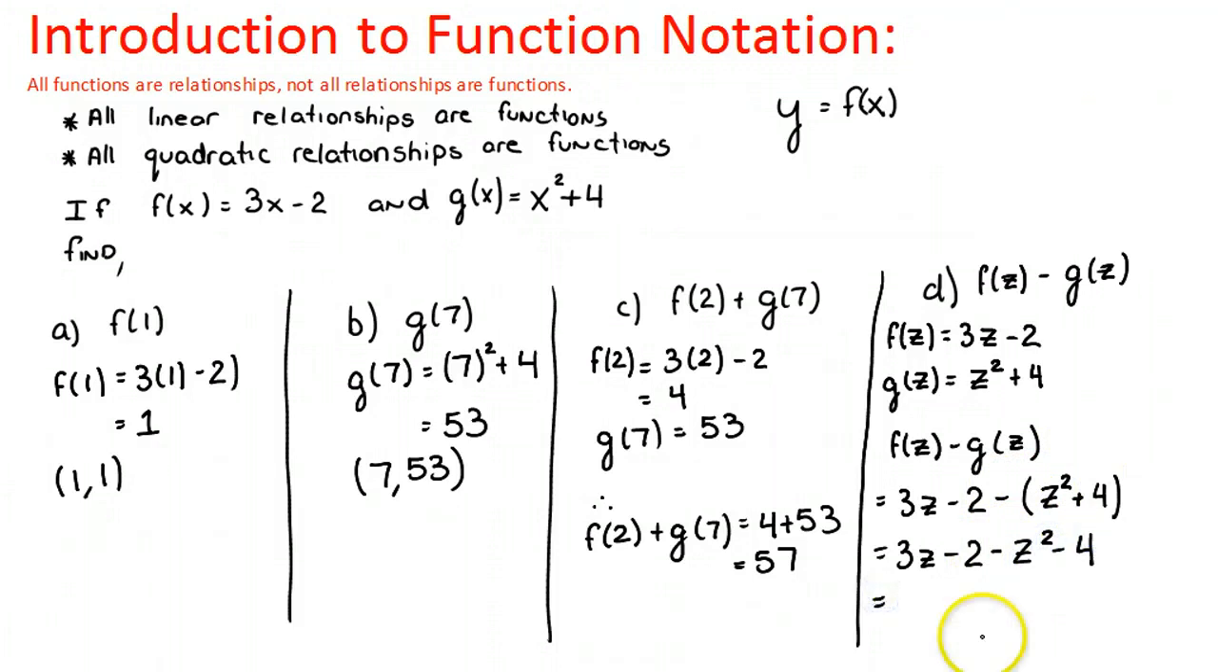And now I want to simplify. And I will tell you a little etiquette piece when you're working in mathematics is you always want to write your highest power on the left. So negative z squared plus 3z, and then minus 2 minus 4 is minus 6. So f at z minus g at z is minus z squared plus 3z minus 6.